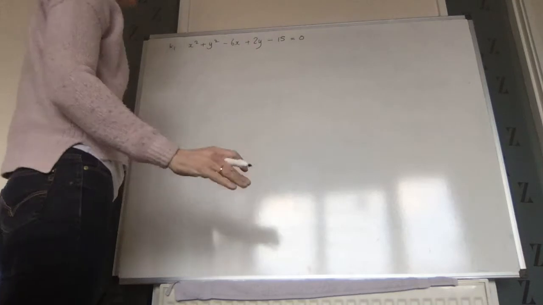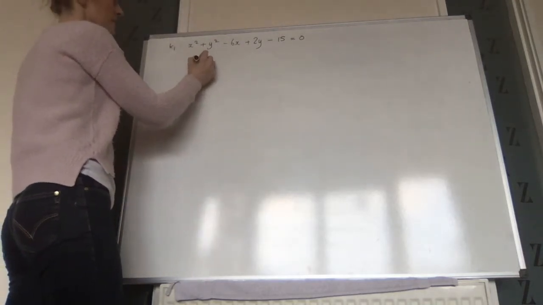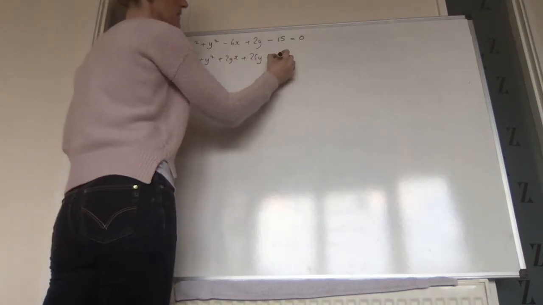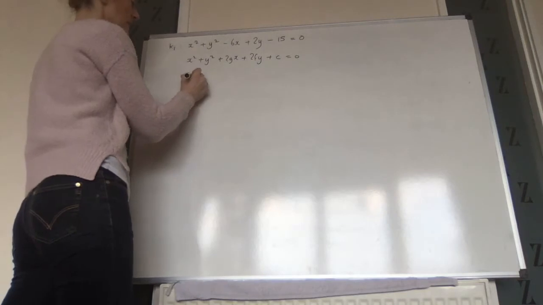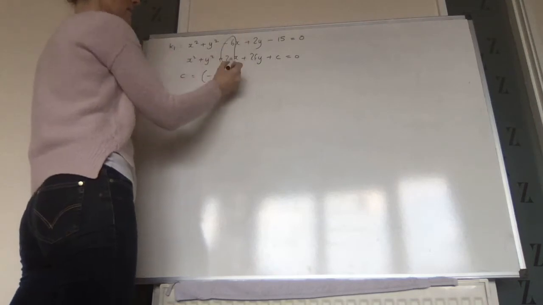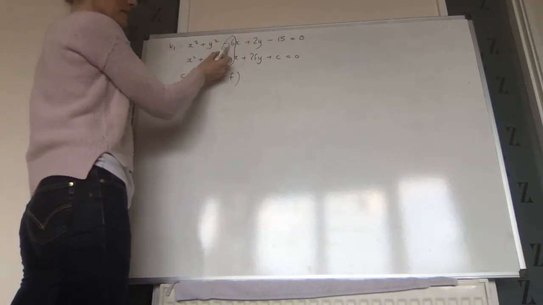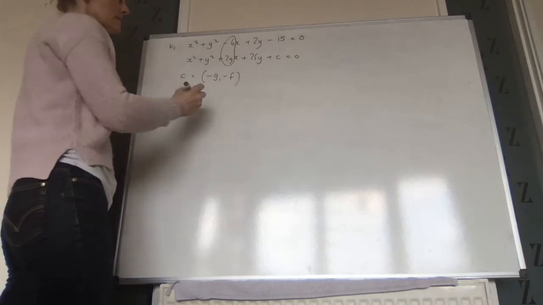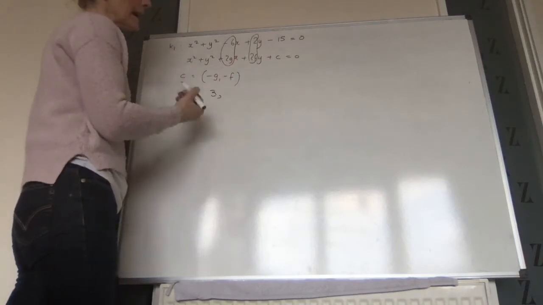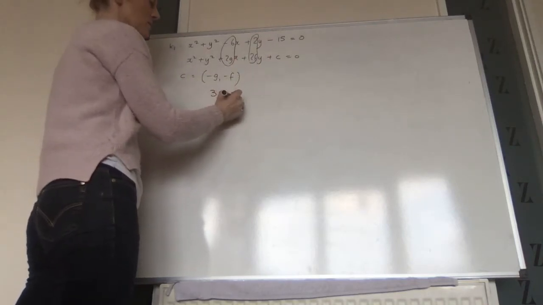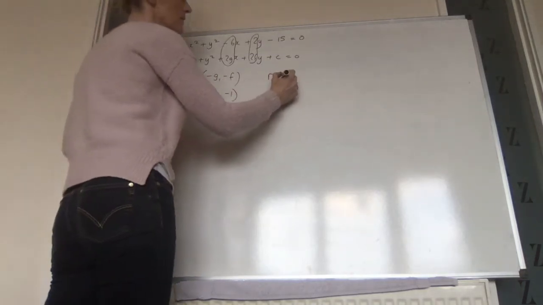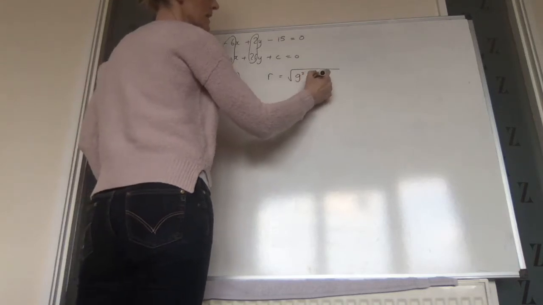Now, to be honest, no excuses here, guys. The equation of any circle is x squared plus y squared plus 2gx plus 2fy plus c equals 0, and the center of that circle is minus g, minus f. So from here we can see that 2g is minus 6, so g is minus 3, so minus g is going to be plus 3. 2f is equal to 2, f is 1, so minus f is going to be minus 1. That's the center. And the radius, r, is the square root of g squared plus f squared minus c.